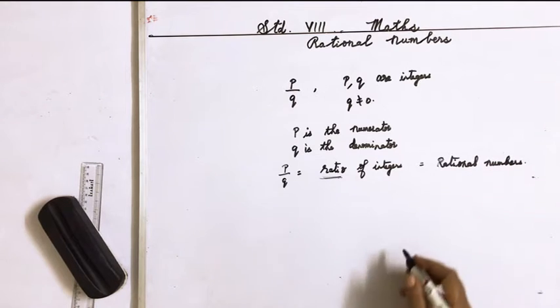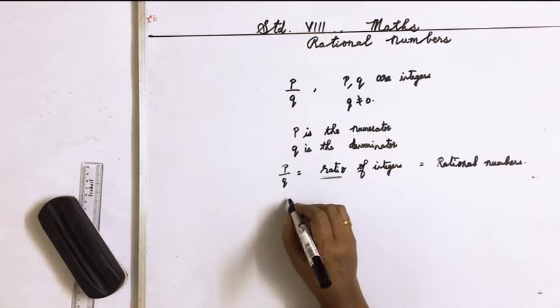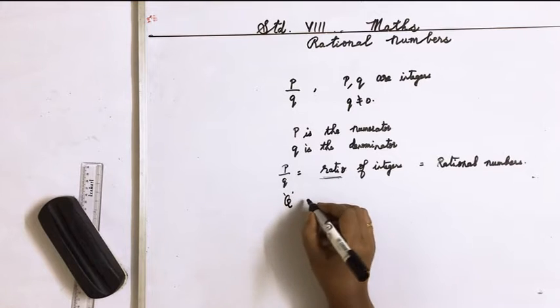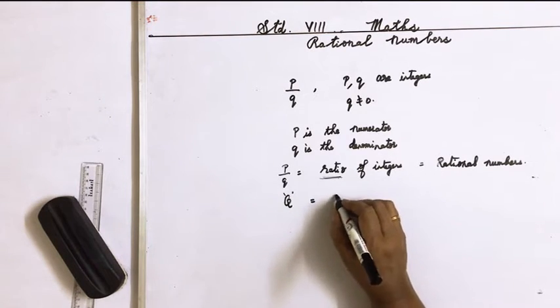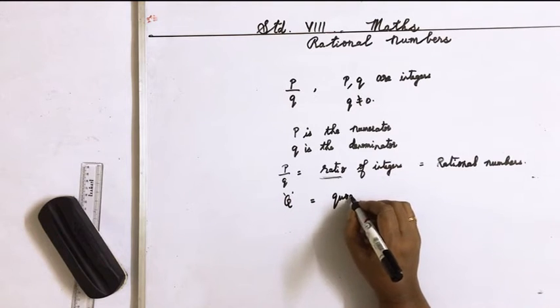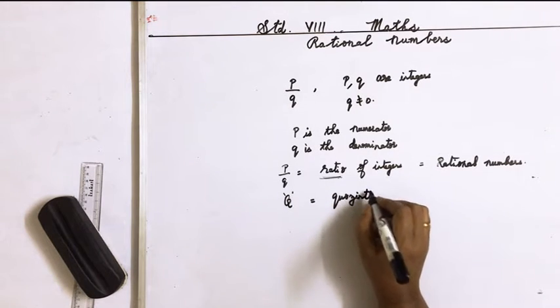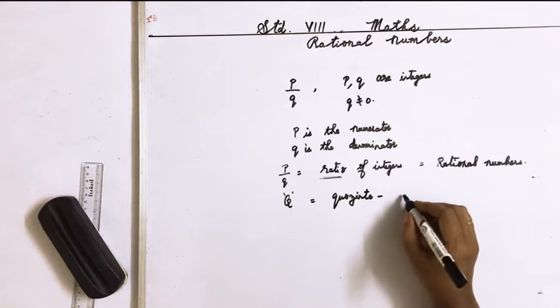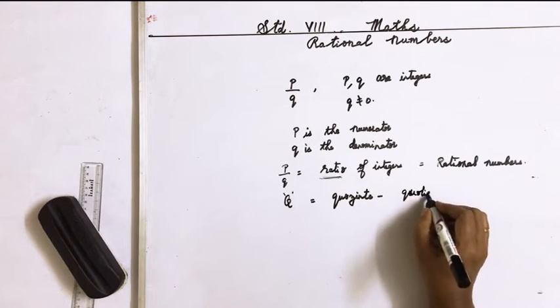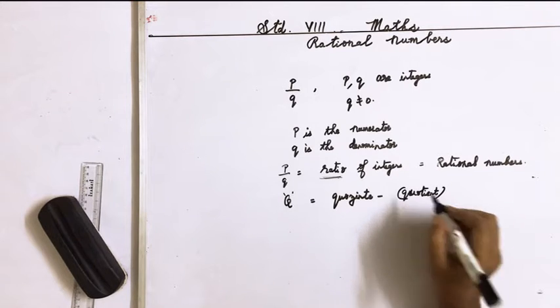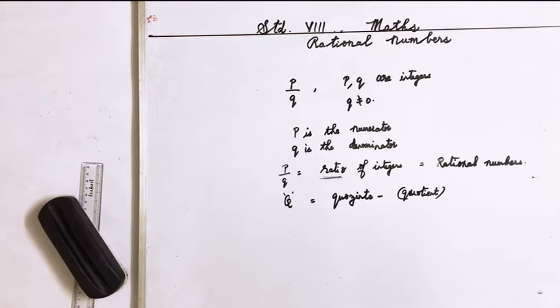The letter used to represent rational numbers is the capital letter Q, which means quotient. The meaning of 'quoziente' is quotient, and this is an Italian word. All the natural numbers, whole numbers and integers can be written as rational numbers.